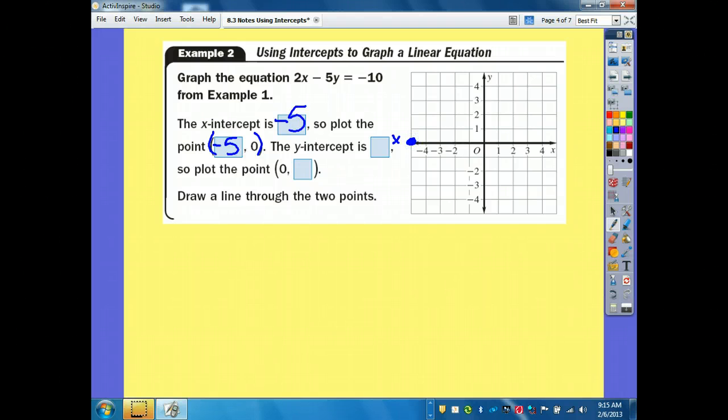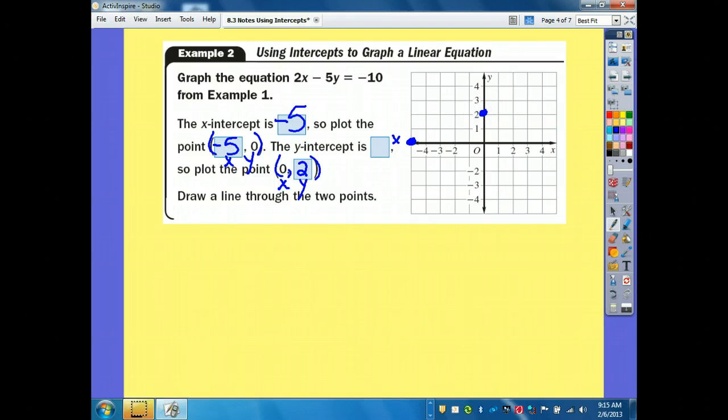Okay, and then down here we said y equaled 2. So that's the same as 0, comma 2. That's my y. So on the y, my y is 2. My x is negative 5. So where do I go from here? Up 2.